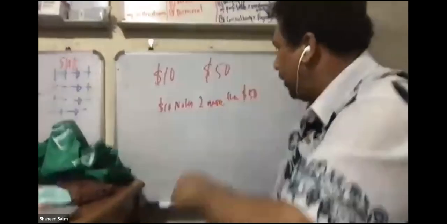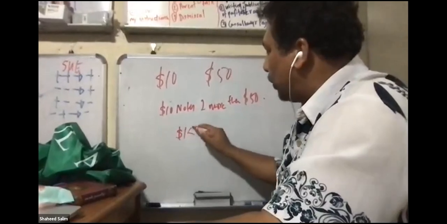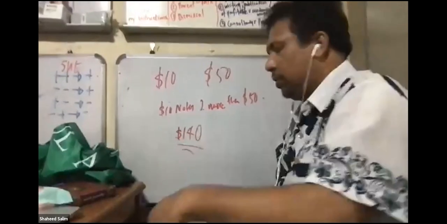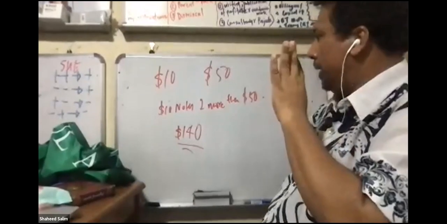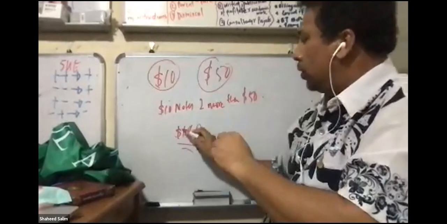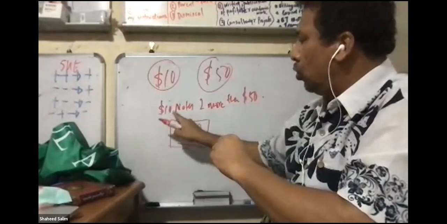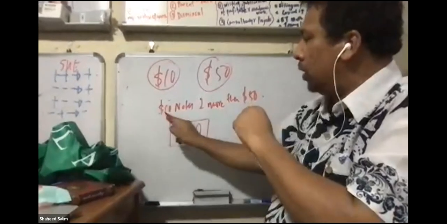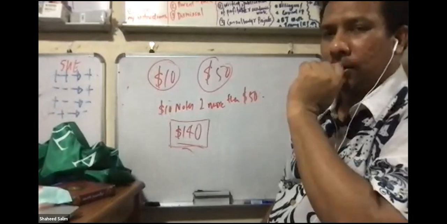I'm going to give you a small number. All together, I have $140. Can you guess how many $50 notes I have? Again, I repeat. I have only $10 notes and $50 notes. The value of the total amount is 140. And I got two more $10 notes than $50 notes. Can you guess now?